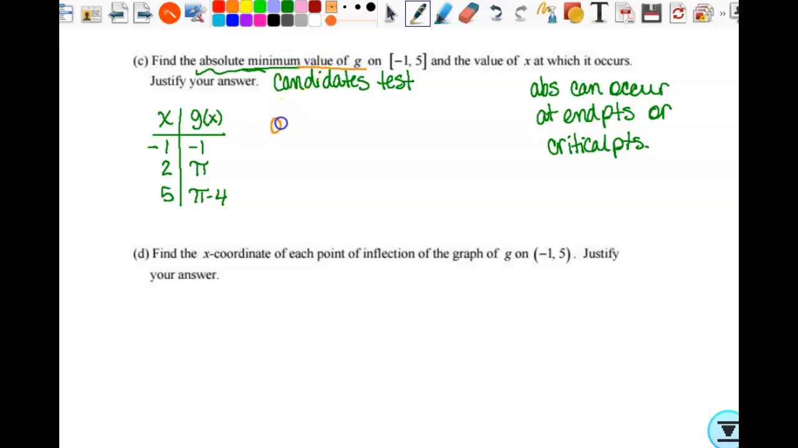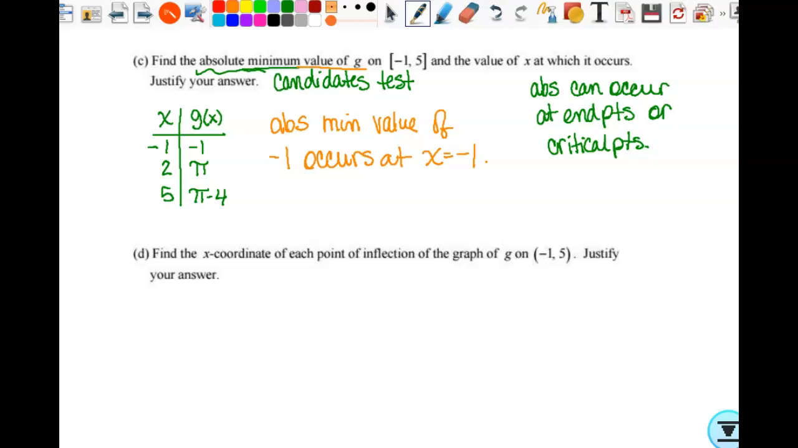So the absolute minimum value of -1 occurs at x equals -1. And you understand that those two -1s are different, right? When it says the value, this is the y value. That's what it is. Where it is, is the x value. Everybody okay with that?